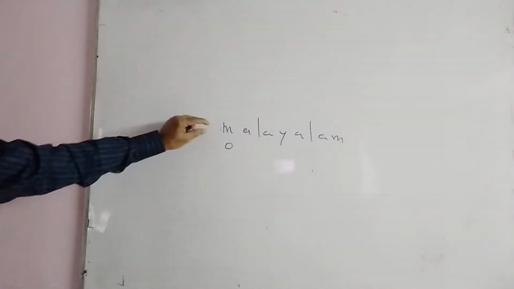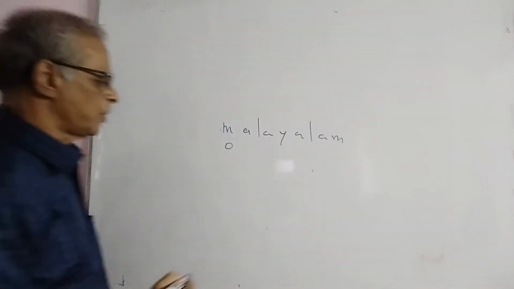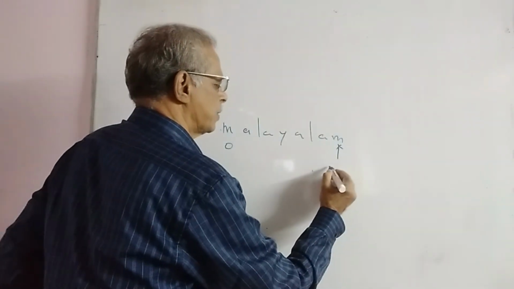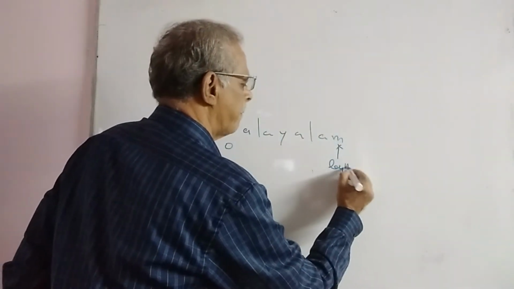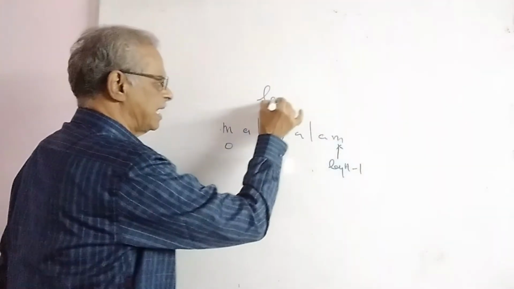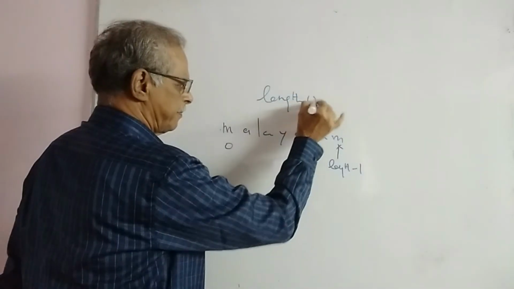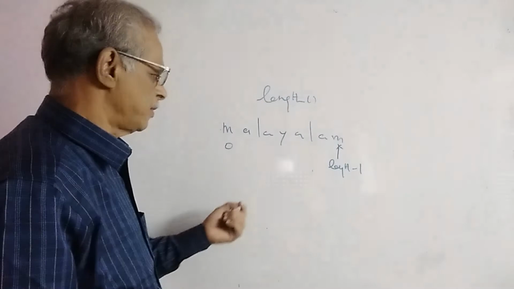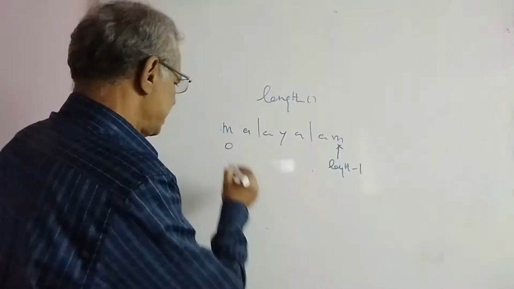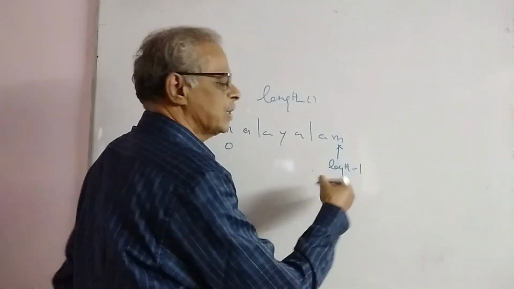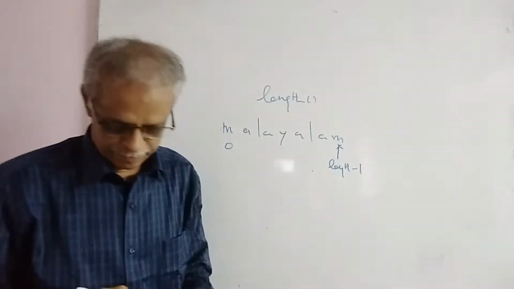The first character's index is 0. So, what is the last index? Last index equals length minus 1. We can find out the length using the length method of the string class. Since the index starts from 0, last index equals length minus 1.